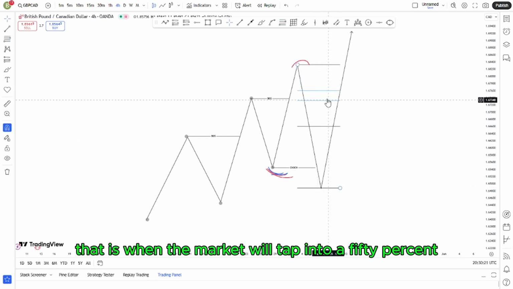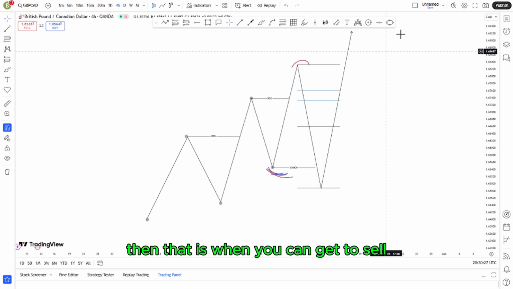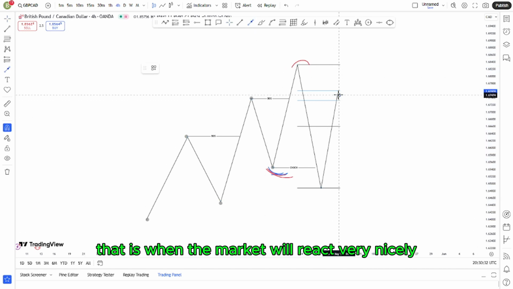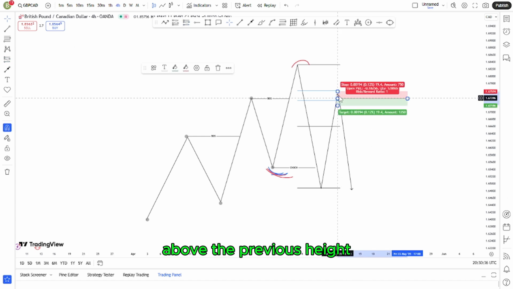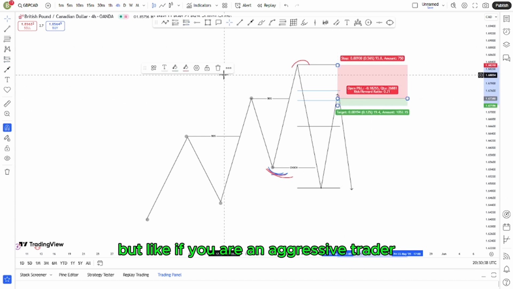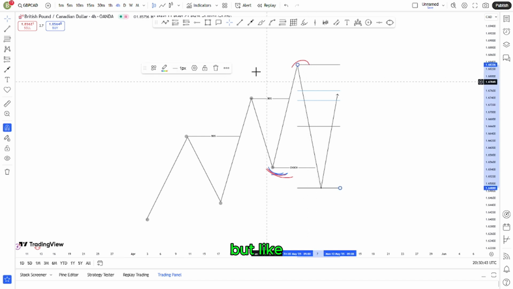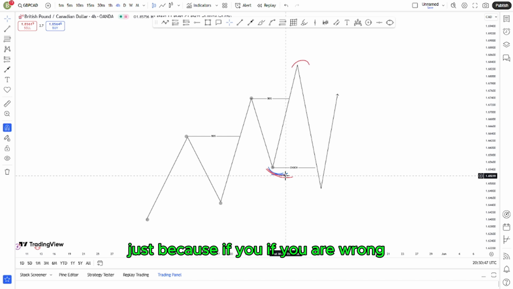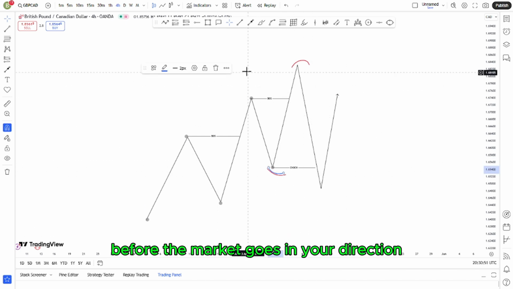Now we are going to use the high to determine our area of interest. Then that is when the market will tap into a 50% order block or a 50% supply, and that is when you can get to sell. Whenever we are in this golden zone here, that is when the market will react very nicely. And obviously your stop loss just has to be above the previous high, just like that. But if you are an aggressive trader, you can use tighter stop losses, but that is if you know what you're doing in the markets, just because if you are wrong, you're going to take a lot of losses before the market goes in your direction.